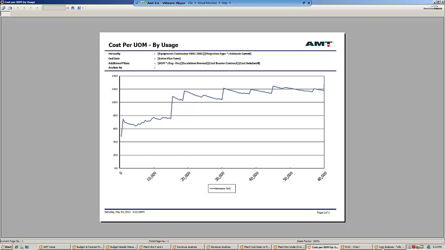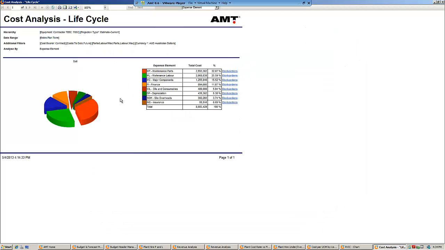Probably a more useful analysis one is where you analyze those life cycle costs. There's a number of ways that you can analyze it. I've just done it in a pie chart here by expense element. So these would generally be the categories that you break your plant rate, or your rental rate, into, and it just shows the breakdown. So there's a number of ways that you can analyze these costs within AMT.